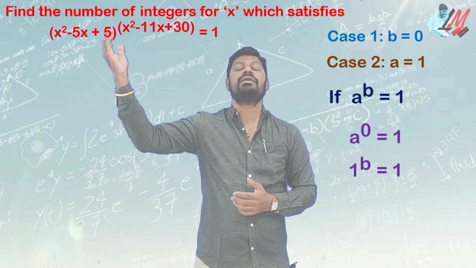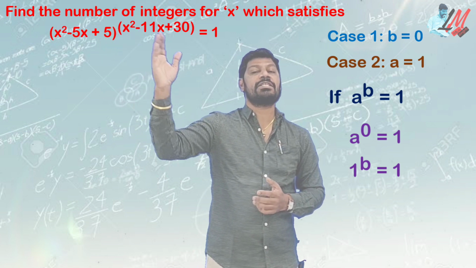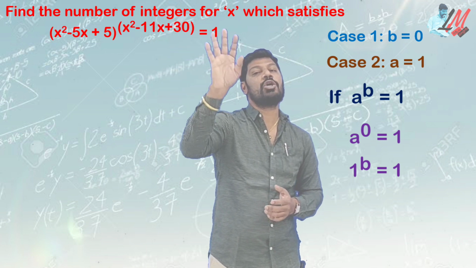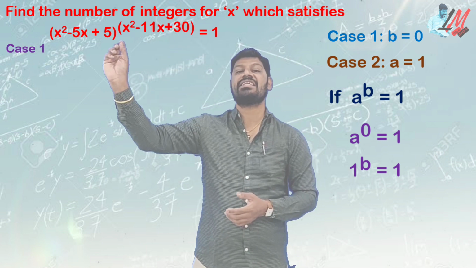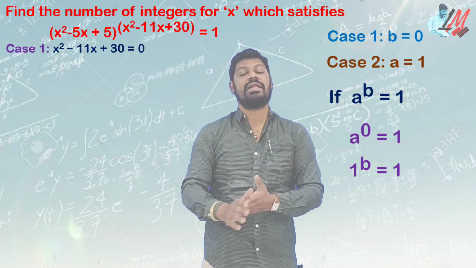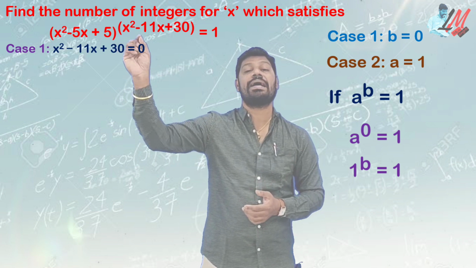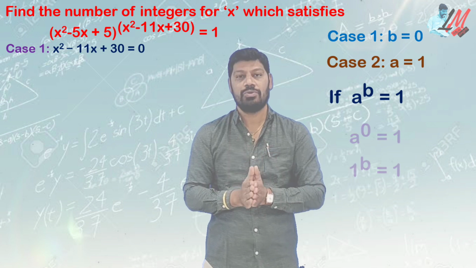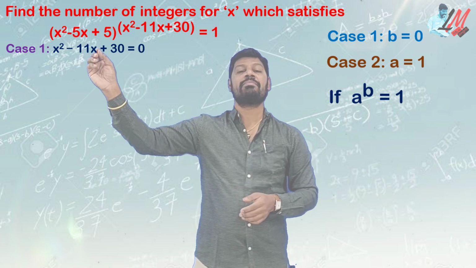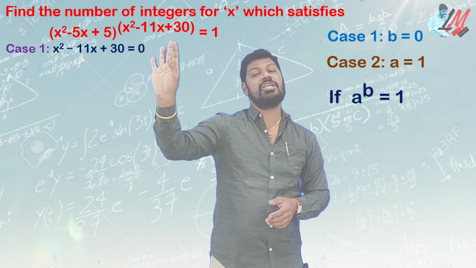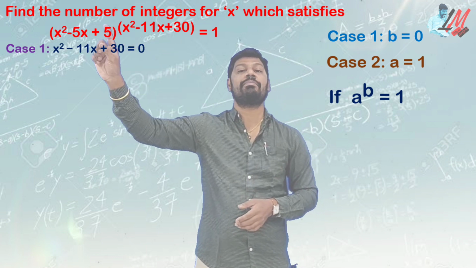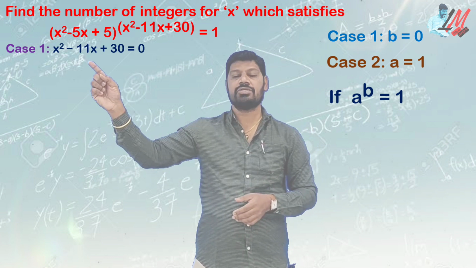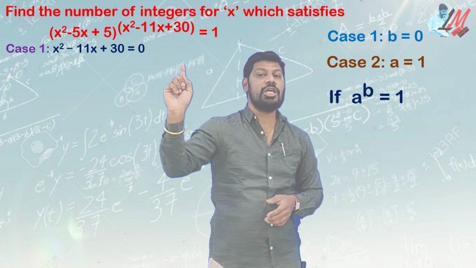What was given? (x square minus 5x plus 5) whole to the power of (x square minus 11x plus 30) is equal to 1. So let us consider case 1. In case 1, I am considering that the power, x square minus 11x plus 30, is equal to 0. What does it mean? x square minus 11x plus 30 is equal to 0. Then whatever the base may be, definitely the entire value will be equal to 1. So x square minus 11x plus 30 equal to 0.